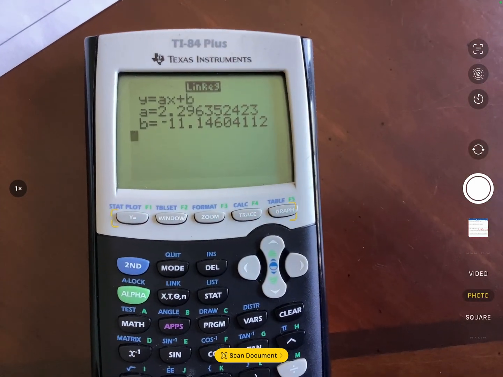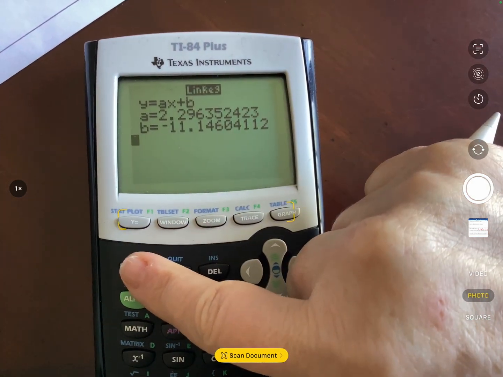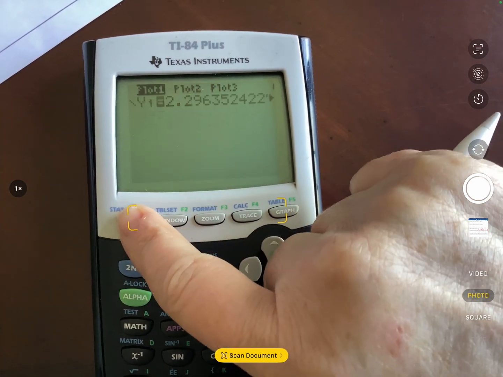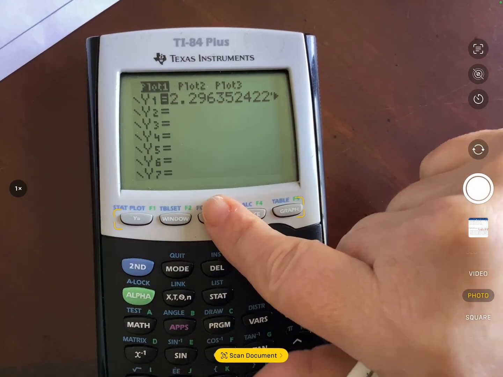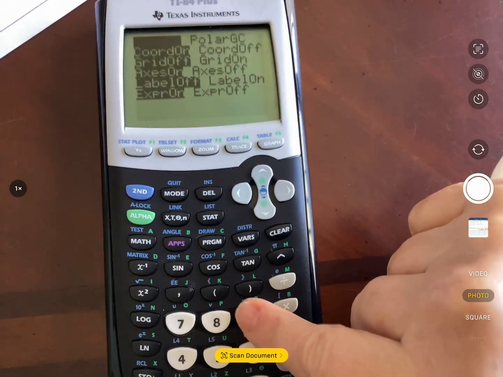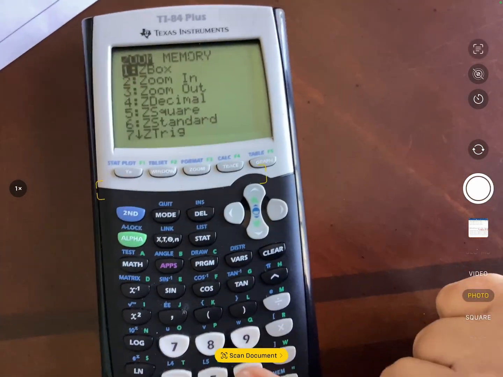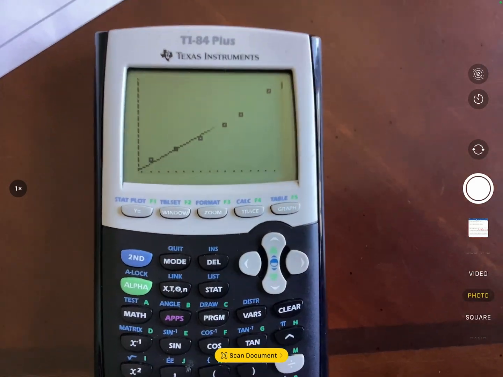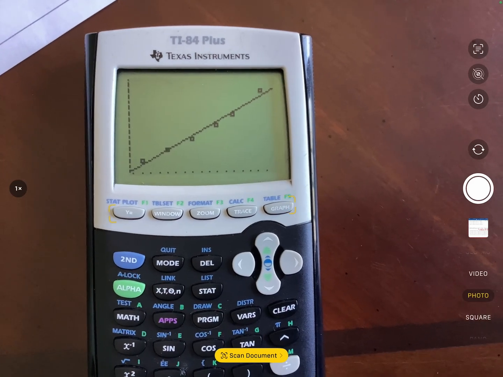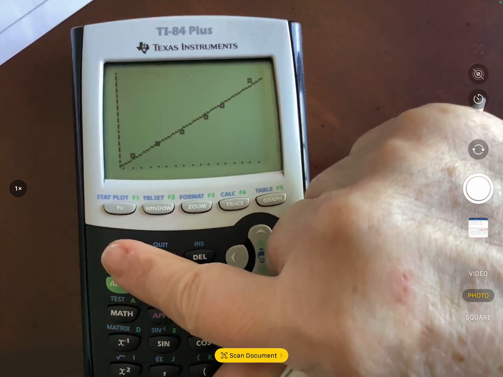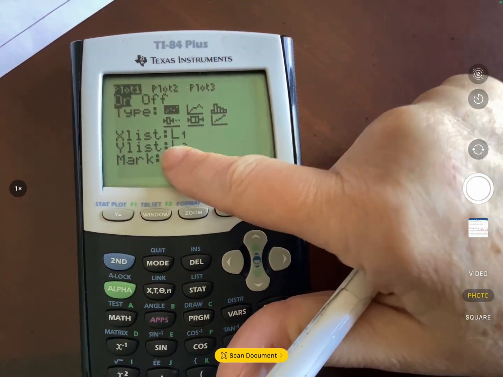All right, I didn't necessarily write it down on my paper. I just put it in there, and that means it's in Y1. So I'm going to look at my scatter plot. So zoom 9. Whoops, did something wrong. Zoom 9. All right, so this is showing the linear function going through the scatter plot. All right, that's a pretty good fit. Let's check out the residuals. So second y equals, hit enter. Now I'm going to change that to residuals.